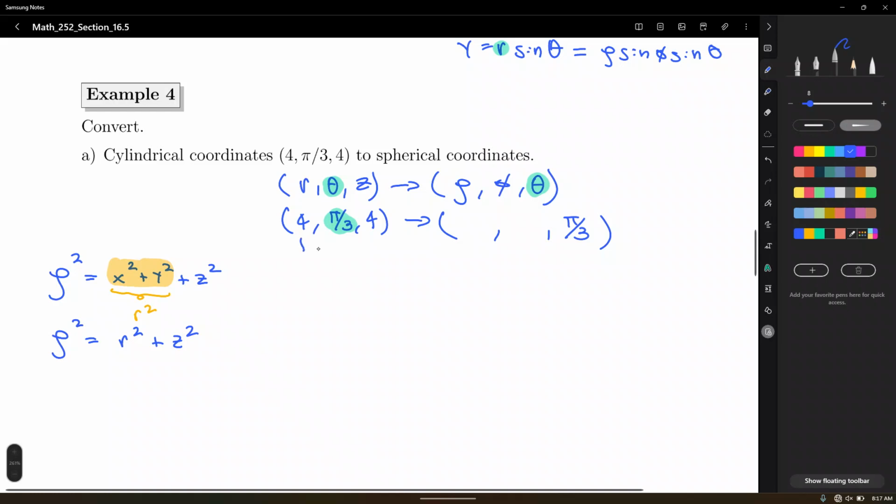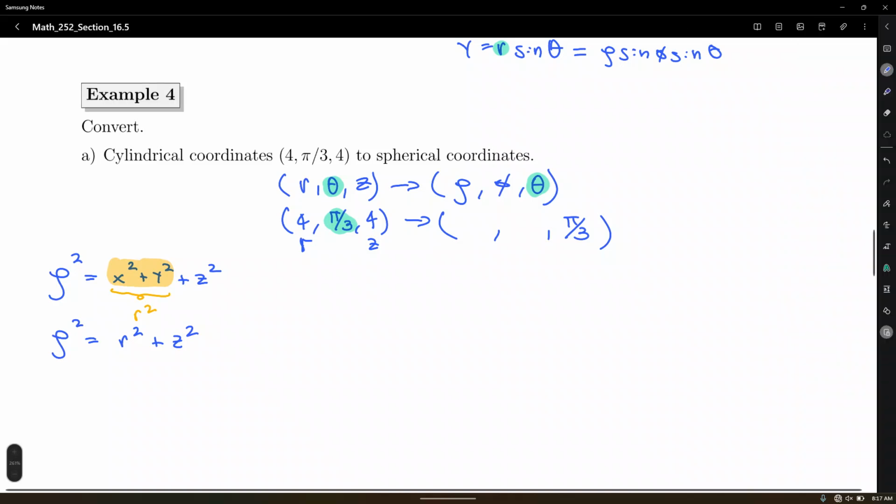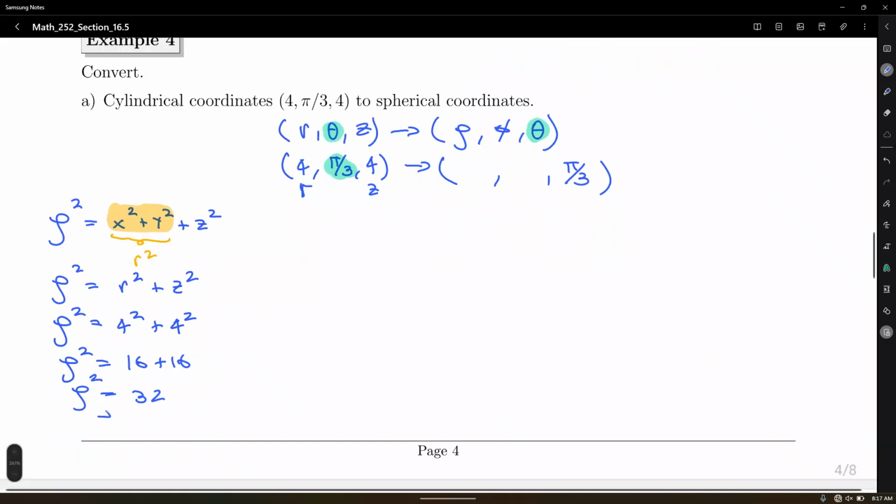But hey, don't we have r and z on the given point? Let's just substitute there, and that's going to be our rho. Rho squared equals r, which is 4 squared, plus z, which is 4 squared. Rho squared equals 16 plus 16, which equals 32. Rho is the square root of 32. And simplifying this, 32 equals 16 times 2, that equals 4 root 2. All right, so rho is 4 root 2.